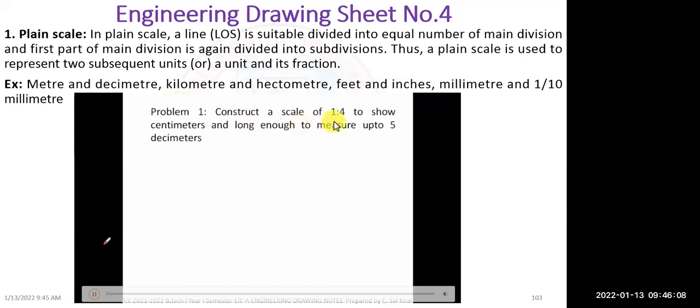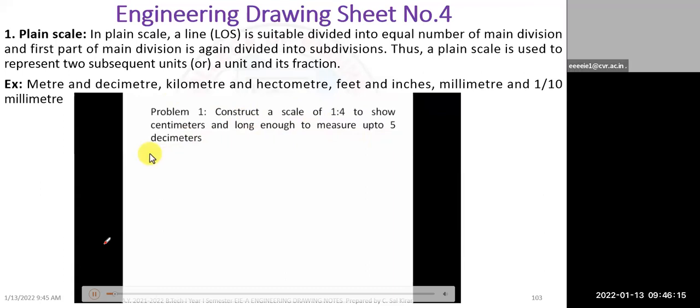Construct a scale of 1:4 to show centimeters and long enough to measure up to 5 decimeters. Two different units have been given to us in this problem: one is centimeters and one is decimeter. You should know that 1 decimeter is equivalent to 10 centimeters. We have this representative factor, 1:4, or you can also say that the true dimension will be reduced by 4 times.